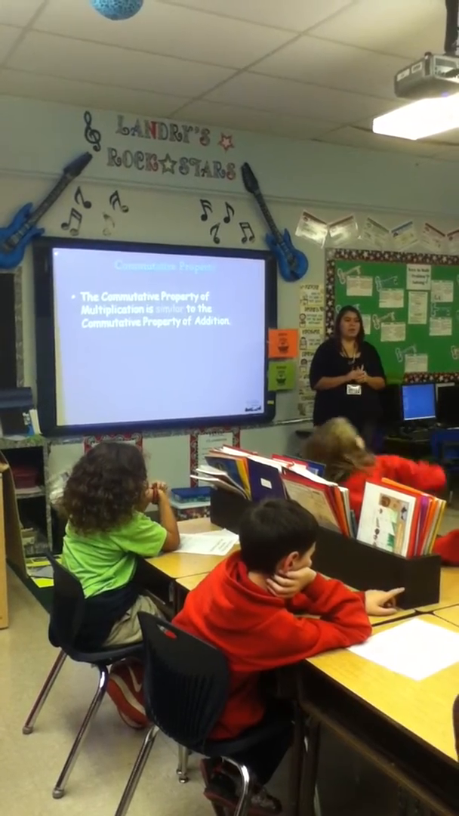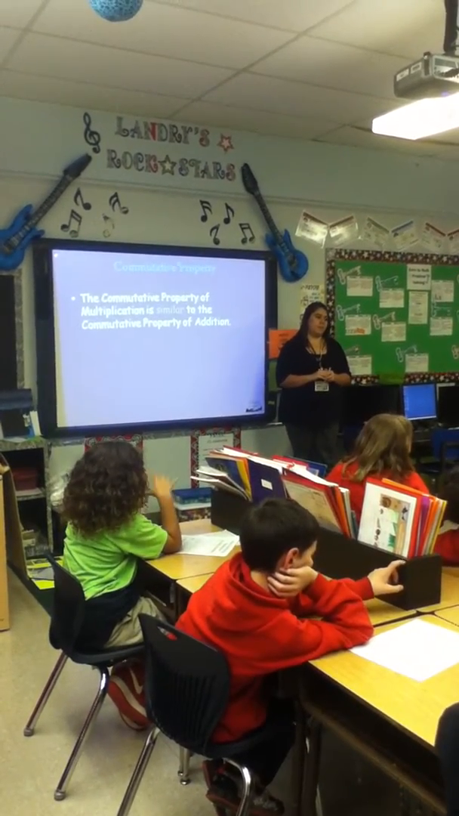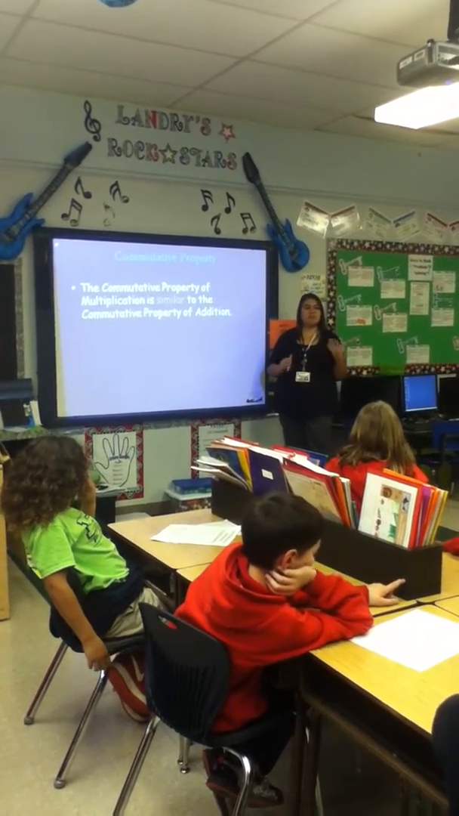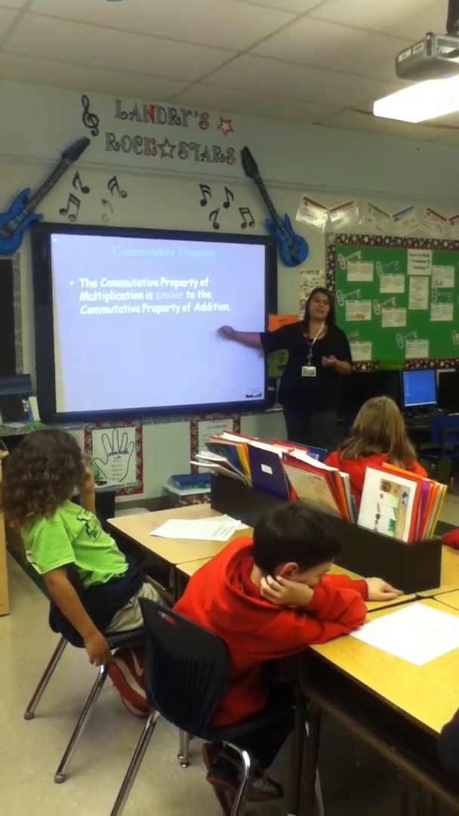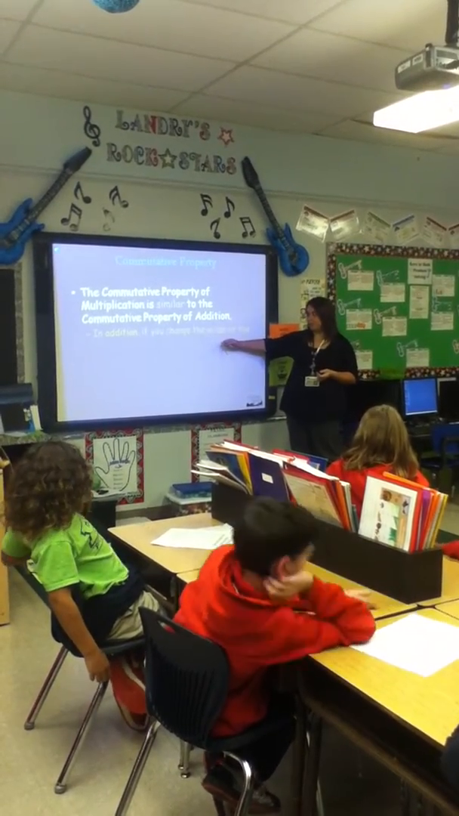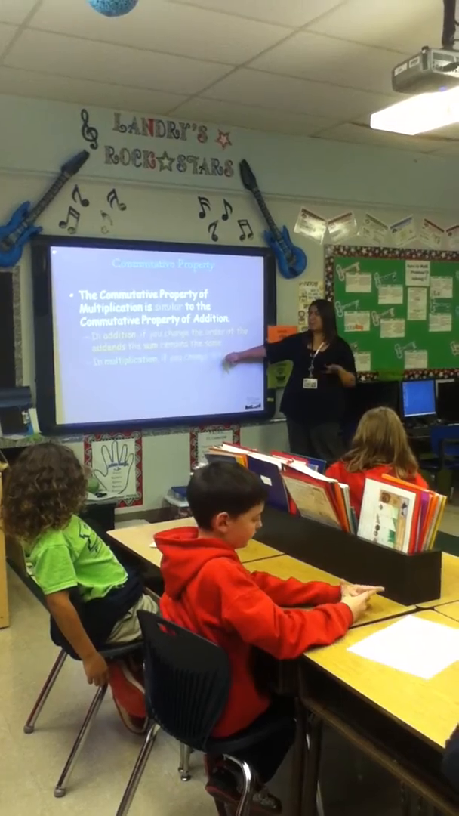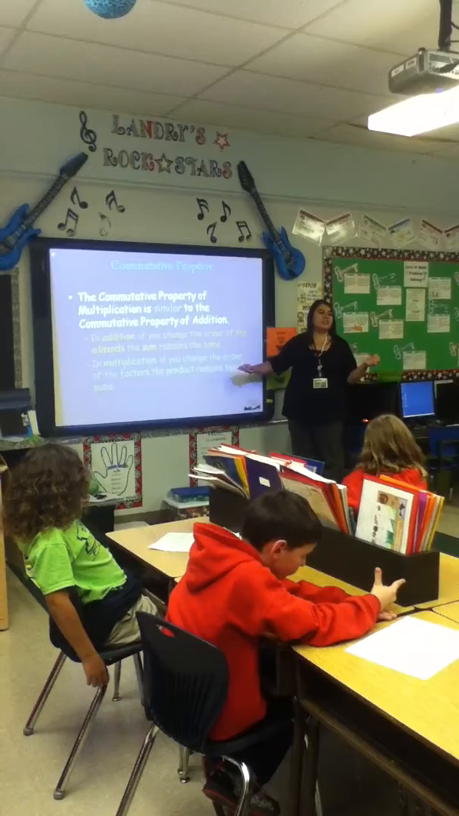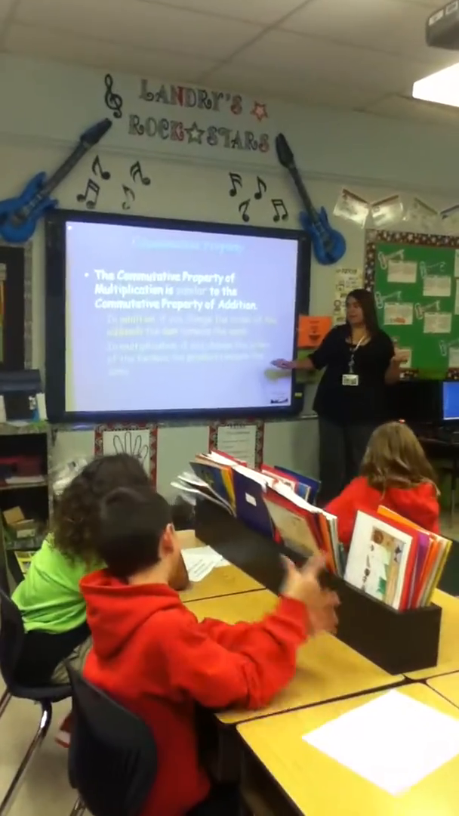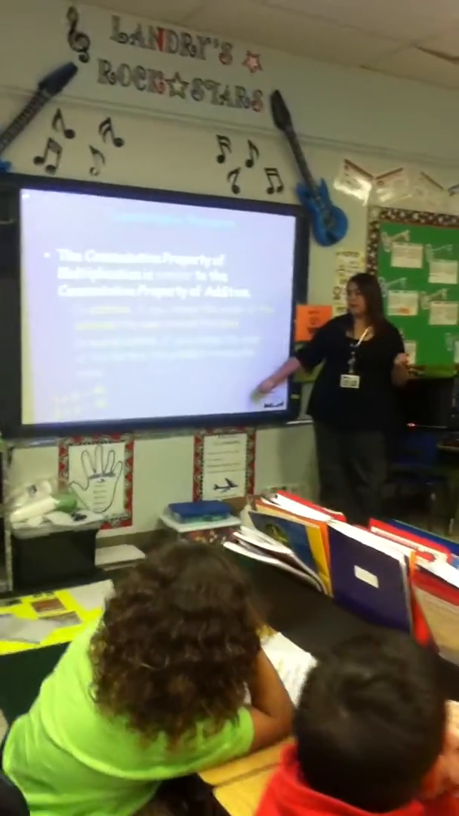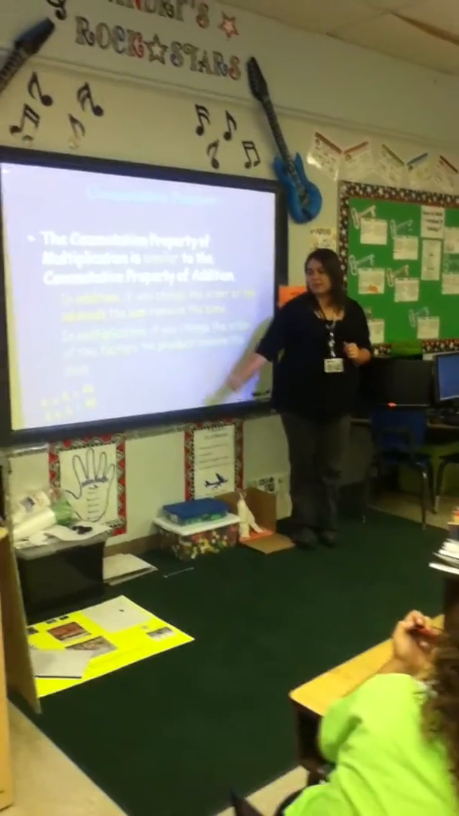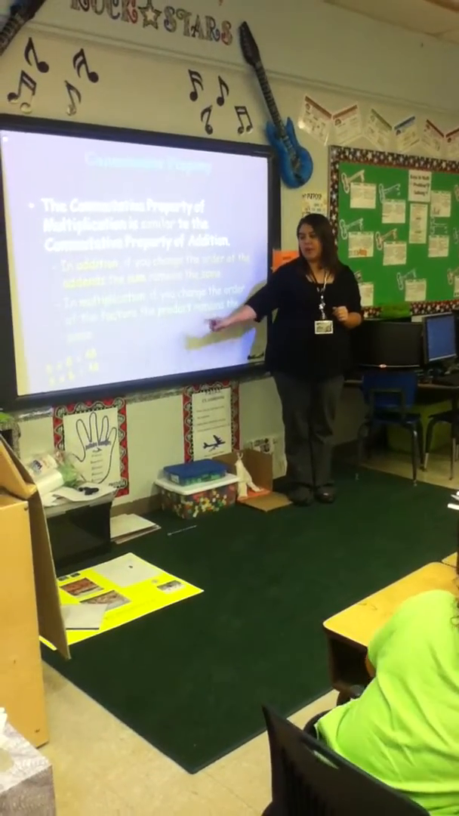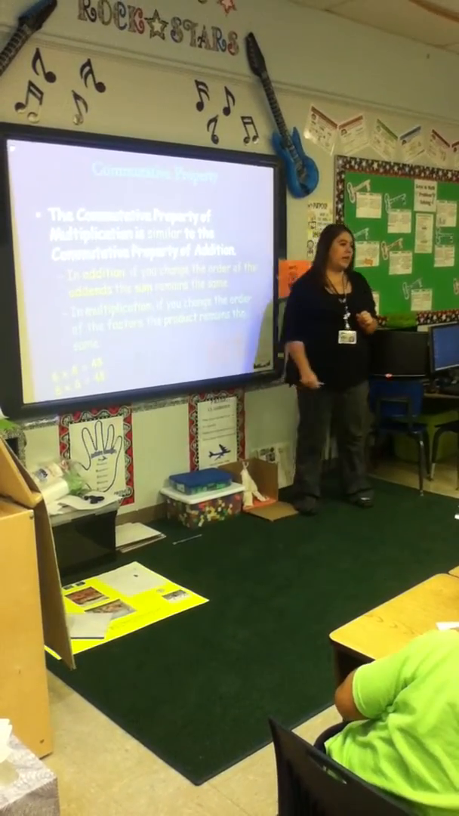Jace, can you help him out? You switch the factors around. Beautiful. You can switch the factors around. If you switch the factors around, is that going to cause you to get a different product? No. So in addition, if you change the addends, you still get the same sum. In multiplication, if you change the factors, you still get the same product. Very good. So if we did 6 times 8 equals 48, we can flip it, understanding the commutative property, and know that 8 times 6 also equals 48.